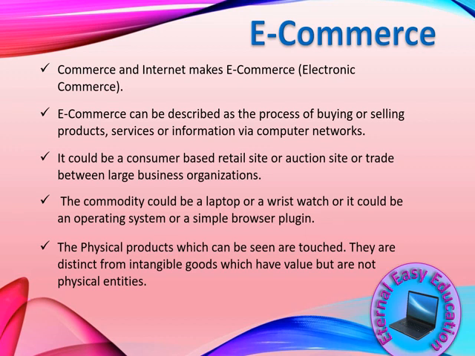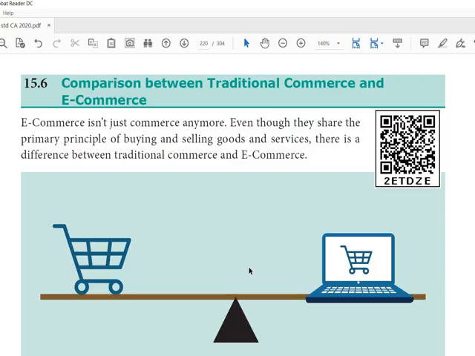E-business can be based on anything else. So we are talking about commerce, that means the buying and selling of a product. So e-commerce is not just commerce anymore. Even though they share the primary principle of buying and selling goods and services, there is a difference between traditional commerce and e-commerce. So what is the difference?